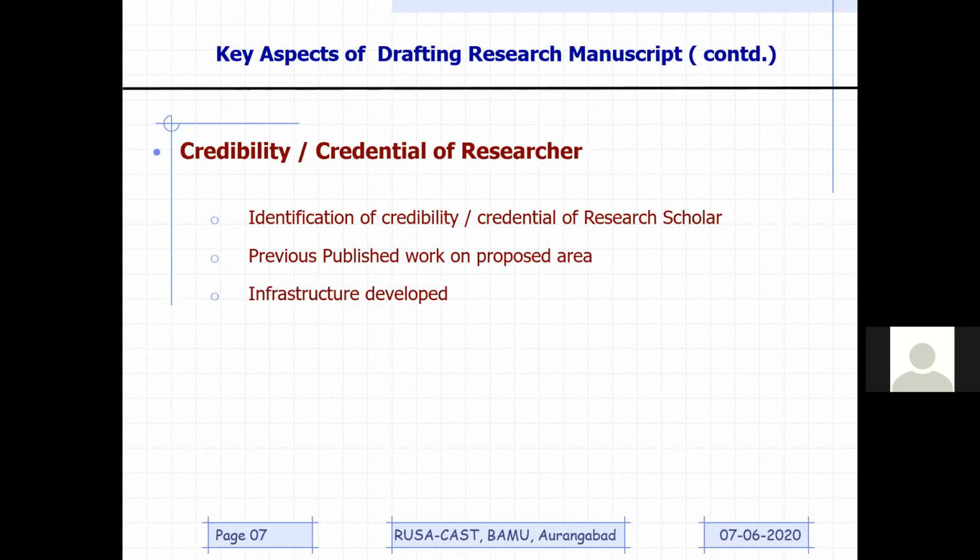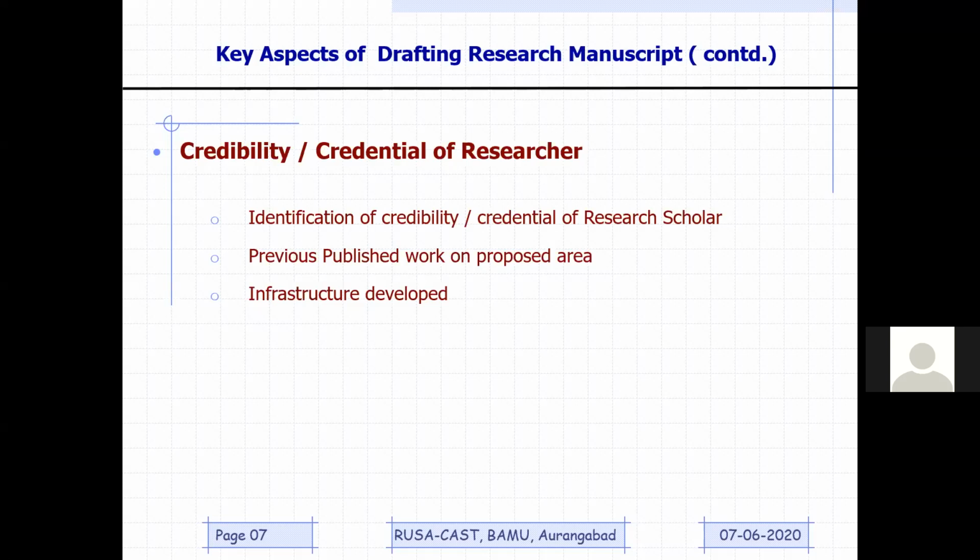You will be making the claim that we do have experience of working on this and this topic, right? Whenever you are making this kind of claim, the reviewer is going to check whether whatever statement you are making in the manuscript is correct or not. So पहला जो published work है, he is going to check.